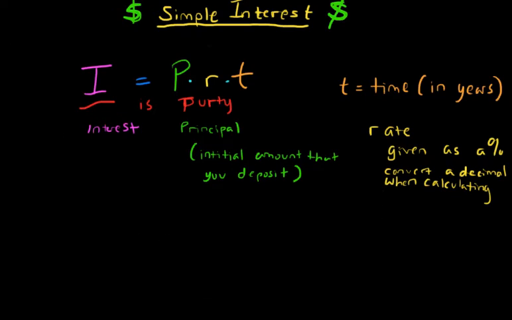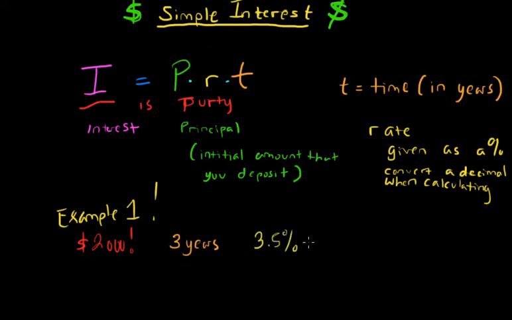So let's do an example. Example 1. Let's say you just got $2,000. Hooray. $2,000, and you're going to put it in the bank, and you're going to keep it there and not touch it for 3 solid years. While your money is sitting in the bank, you earn an interest rate of 3.5%.